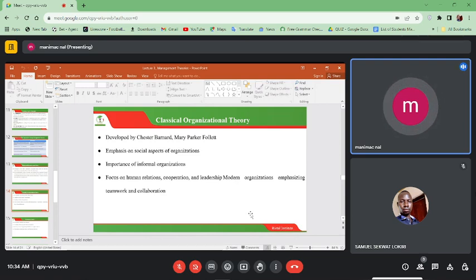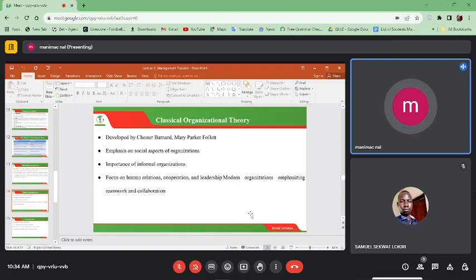It also focuses on centralized authority, labor specialization, and incentives to optimize productivity in an organization, and it also drives profits. Further still, classical organization theory also emphasizes the social aspect of organizations. It looks at the importance of informal organization, as well as focusing on human relations, leadership, and emphasizing teamwork as well as collaboration.